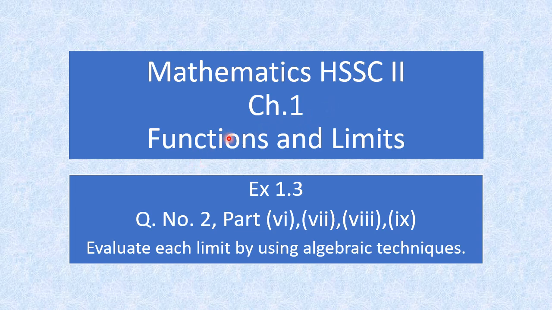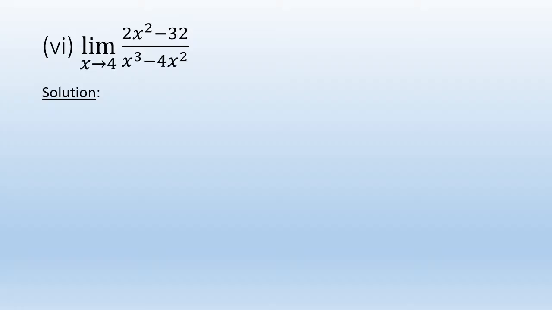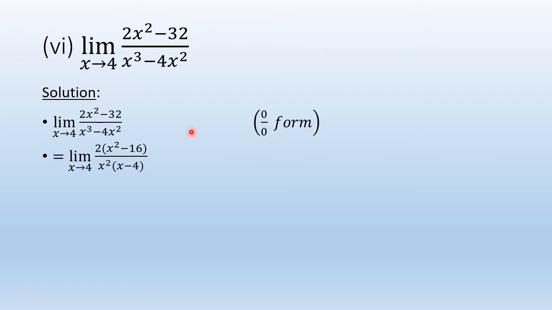Bismillahirrahmanirrahim. Exercise 1.3, question number 2, part 6. Limit when x tends to 4, (2x² − 32) divided by (x³ − 4x²). We observe that if we put x equal to 4 directly, we are going to get 0 by 0 form, which is not defined. So we try to adjust it.